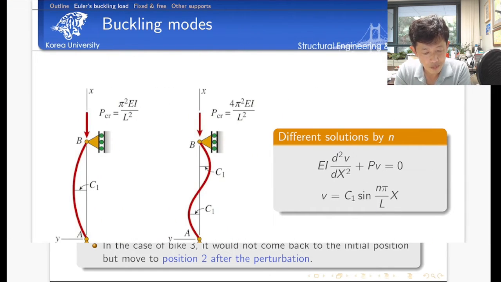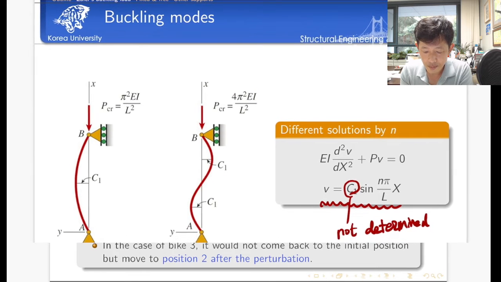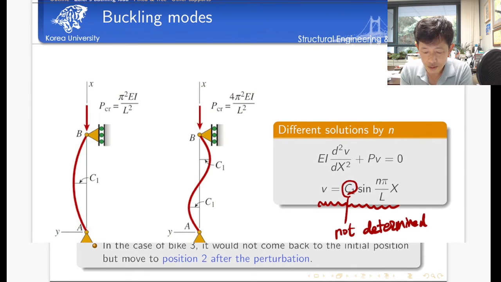Okay, now let's talk about buckling mode. Let's say this is a solution to this problem. As I told you, C1 is not determined. We cannot determine it by this analysis, but we can understand the overall shape of the solution. The overall shape of the solution is given by sine of n pi over L times x.